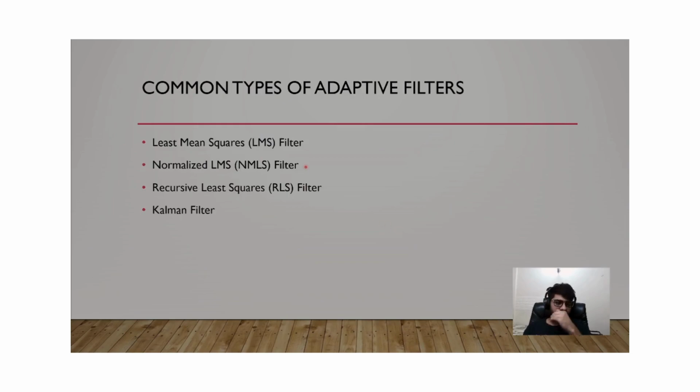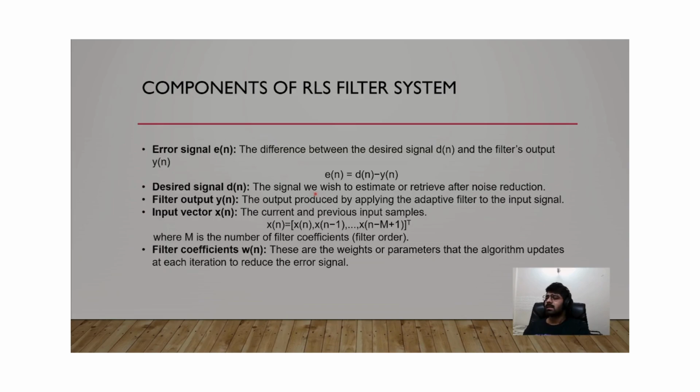Some common types of adaptive filters are least mean square filter, normalized least mean square filter, recursive least square filter, and Kalman filter. Now we are going to talk about the RLS filter system. Here are some of the components of the RLS filter system.